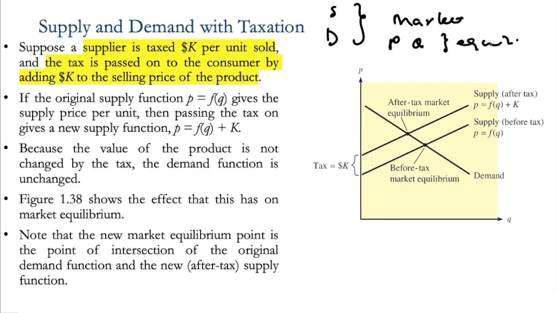Now let's look at the theoretical bit of it first. Usually, if you look at this graph here, we have a downsloping demand function and an upsloping supply function. The first one here is supply before tax, so price as a function of quantity. This is the initial equilibrium, let's call it PE, QE. Now let's say a supplier is taxed K amount per unit sold.